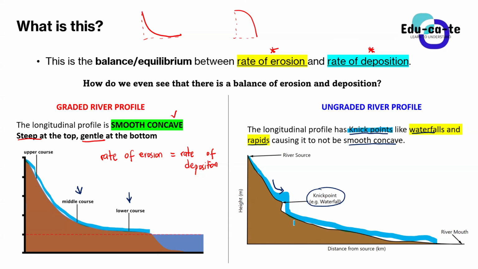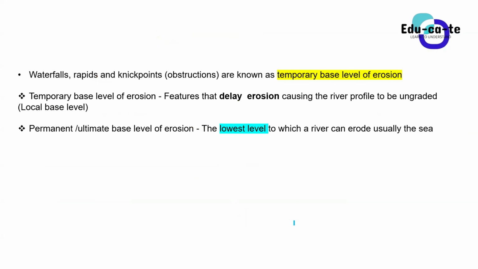an ungraded river profile always undergoes processes so that it can end up becoming graded. All right. But before you even get there, we need to understand the base level of erosion first of all. Okay. So the waterfalls in an ungraded river profile, all the things such as rapids and nick points, all of those obstructions are known as a temporary base level of erosion. So when we go to an ungraded river profile and we see things such as waterfalls, rapids or nick points.